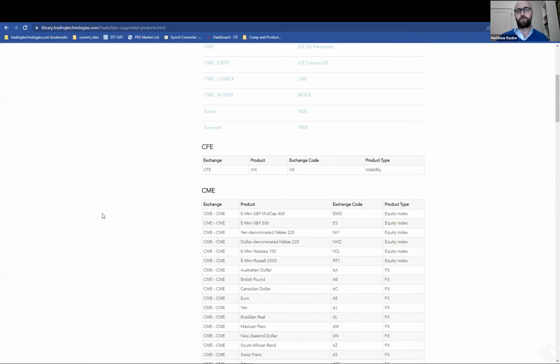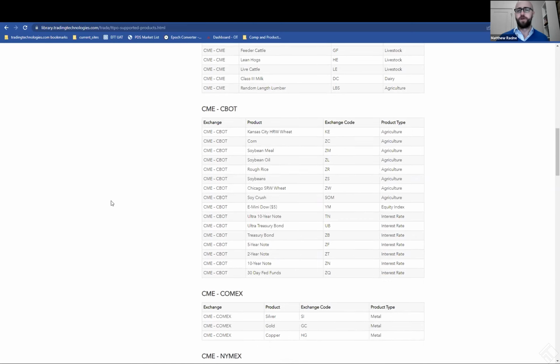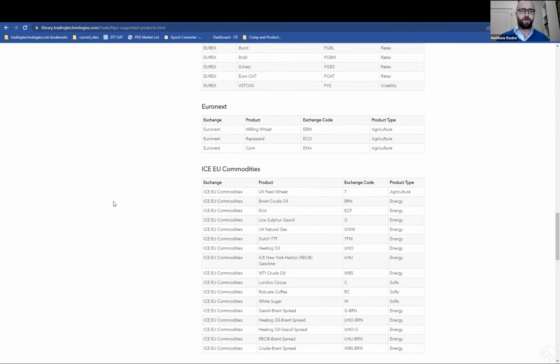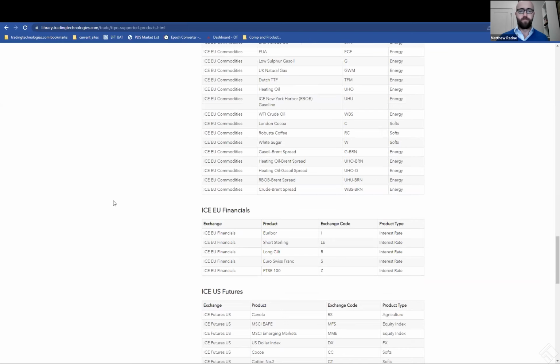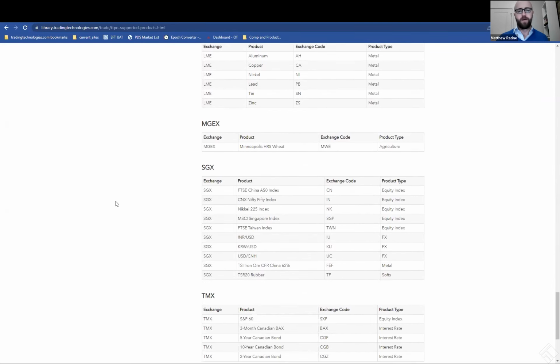This is continually updated, so we've got a couple new exchanges coming online. Those will be added, and then as we add support for any products, as clients request them and we're able to model them in, they'll be added to this page. But in terms of current coverage, we broadly cover the major liquid products on most global exchanges.